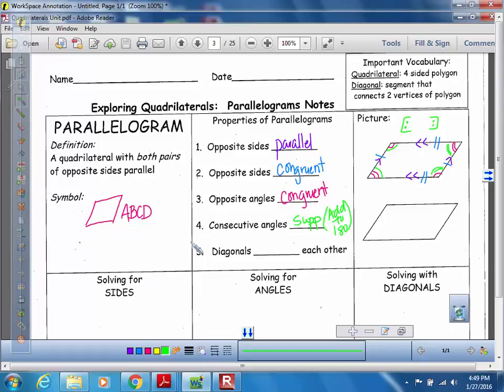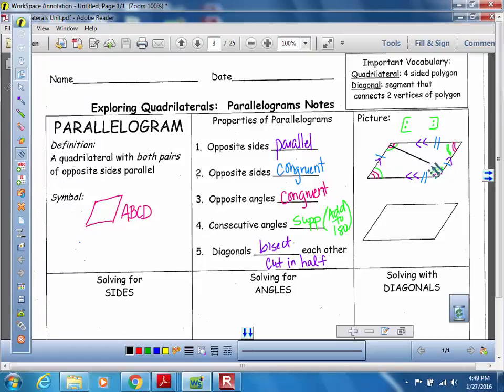The last property that parallelograms hold is that the diagonals bisect each other. Now remember, bisect means that they cut in half. So we have two diagonals coming from each corner, and they bisect each other, which means this piece equals this piece, and this piece equals this piece.